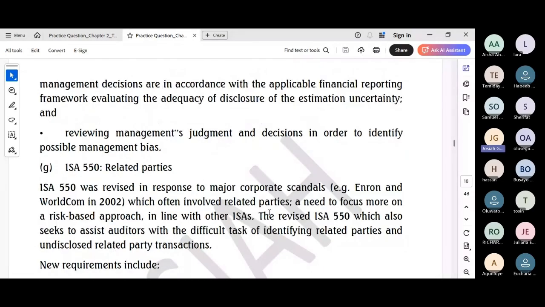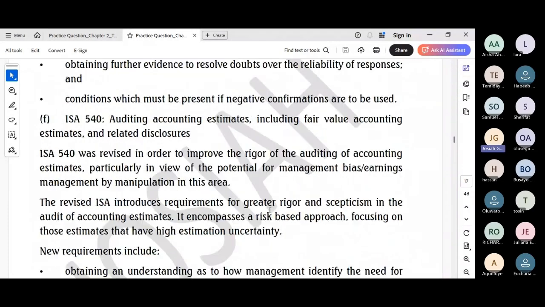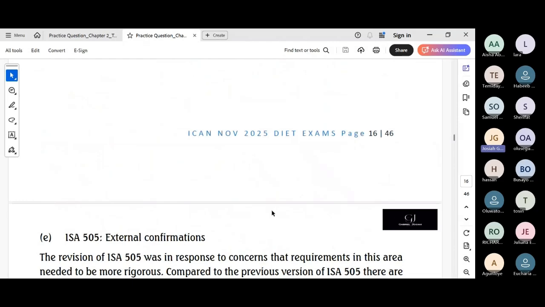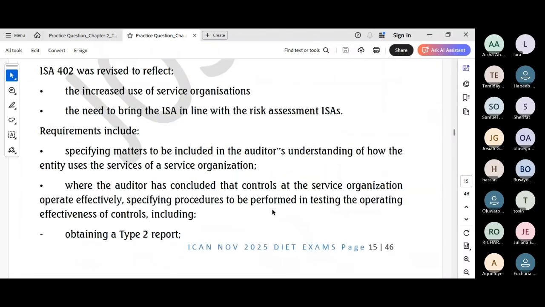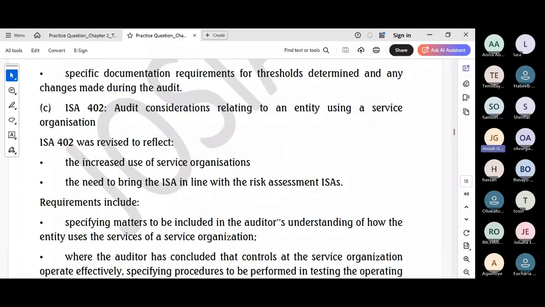ISA 403. Just a minute, let me scroll to where the standard is. ISA 402, sorry. ISA 402. So the new requirements are more specific requirements for understanding how the entity uses a service organization, including the nature of the services, materiality of transactions, the degree of interaction, and the controls of that service organization.